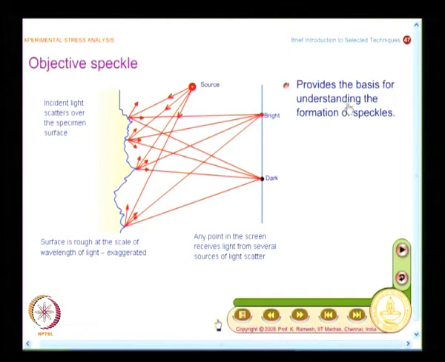Objective speckle provides the basis for understanding the formation of speckles, and it is difficult to observe. Why is it difficult to observe? All of us have an eye which has a lens. The moment I have a lens, I always observe only subjective speckle, we will see that also, because my eyes have a lens.